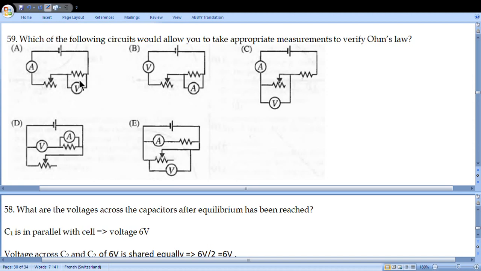So we should take the fixed resistor for study, measure voltage across the fixed resistor and current through the fixed resistor. Here current is wrongly measured. Here voltage is wrongly measured. It's not of interest. Here everything is wrong. Here voltage is not measured across our element.